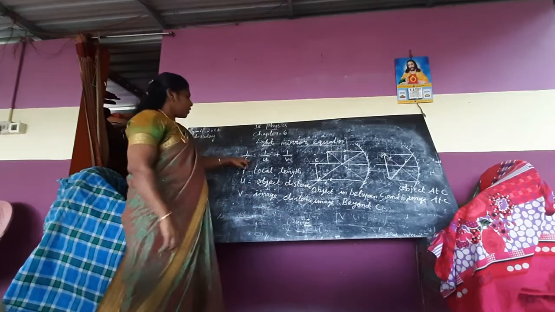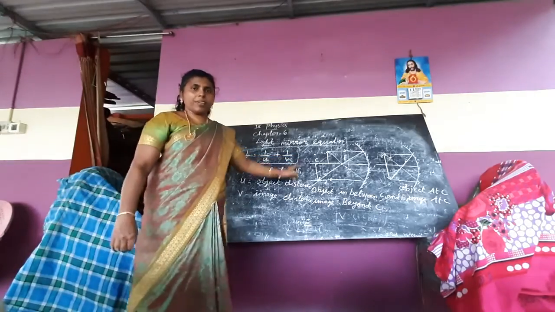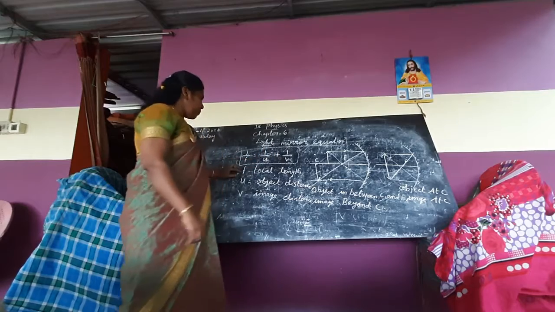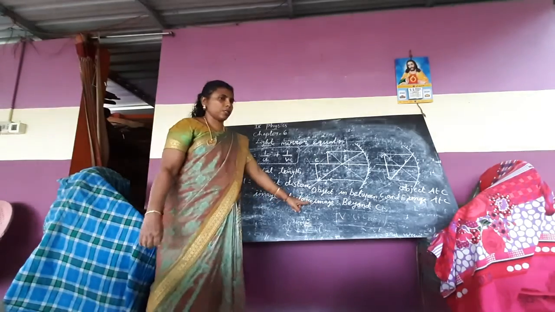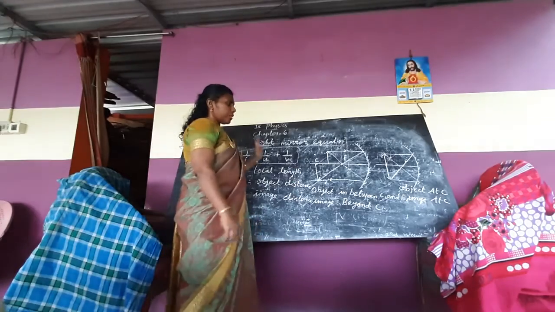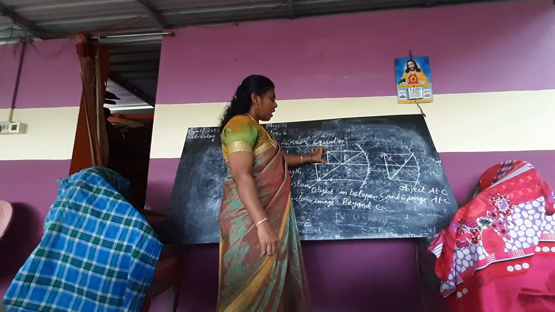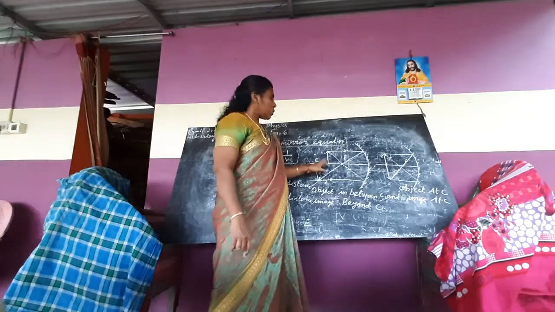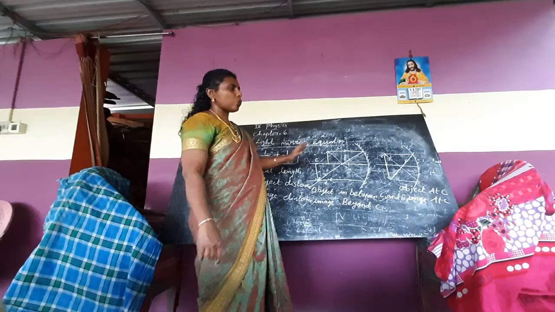Mirror equation: first you have to write the equation 1 by f equal to 1 by u plus 1 by v. f means focal length, u object distance and v image distance. Suppose in this diagram, how will you find the object distance? This is the object, between C and the focus. The image will be beyond C. So this object distance we call u, and the image distance we have to find.